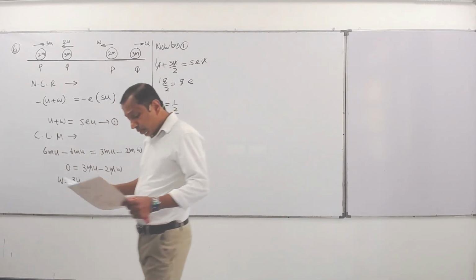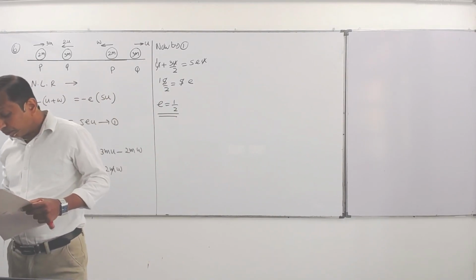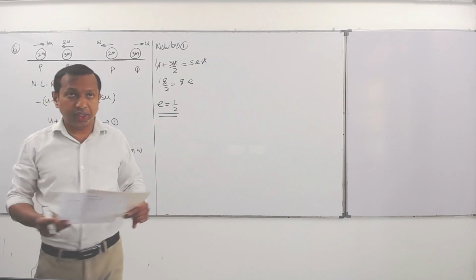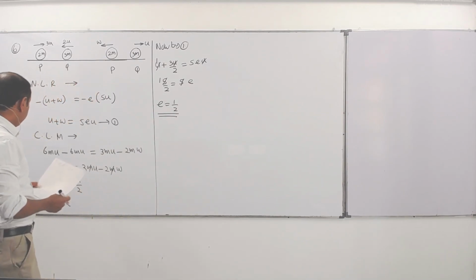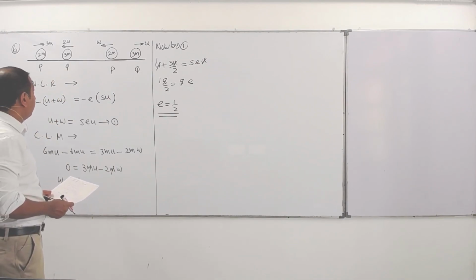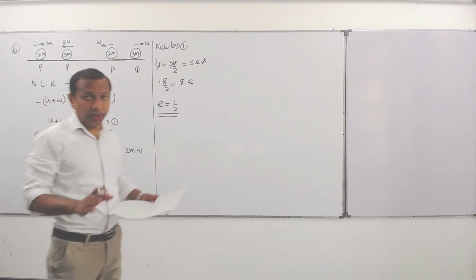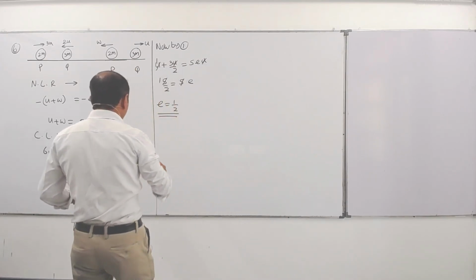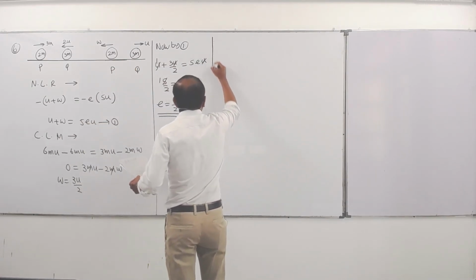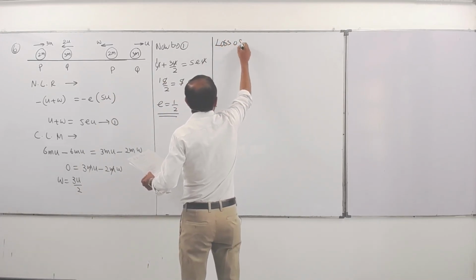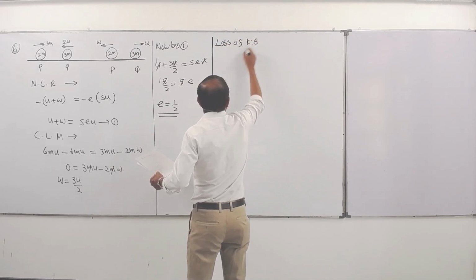Now next one is asking the loss of kinetic energy of the particle P due to collision. Loss of kinetic energy. Right. W we know is the velocity of P after impact. Loss of kinetic energy, how to find? Initial kinetic energy minus final kinetic energy. Loss of KE of P.